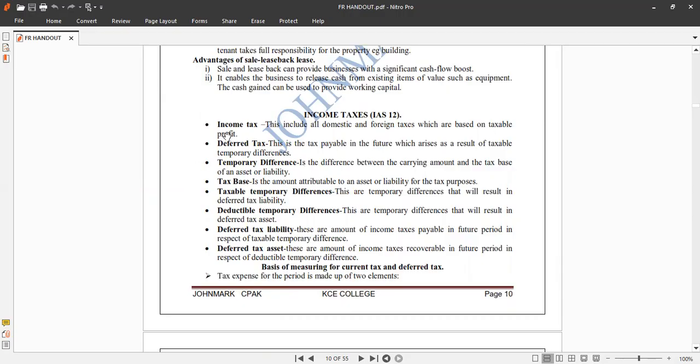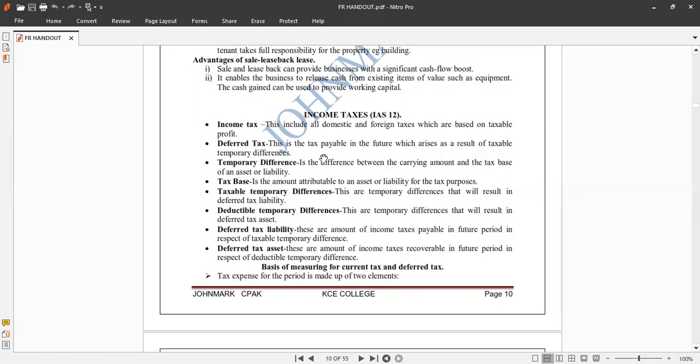Then we have what we call deferred tax. What do we mean by deferred tax? Deferred tax is the tax payable in the future, which arises as a result of taxable temporary differences. For example, if you had acquired a building at 100 million, the cost was 100 million. Then after 2 years, you revalue that building, maybe to 110 million.